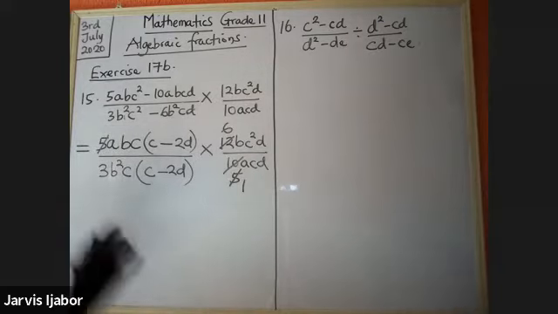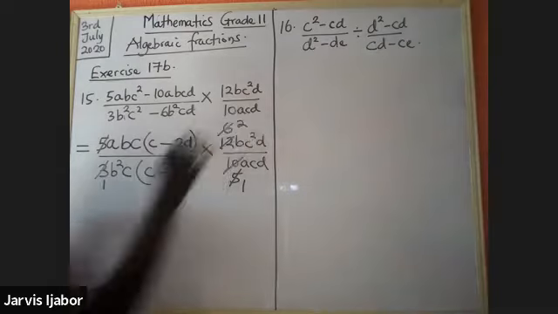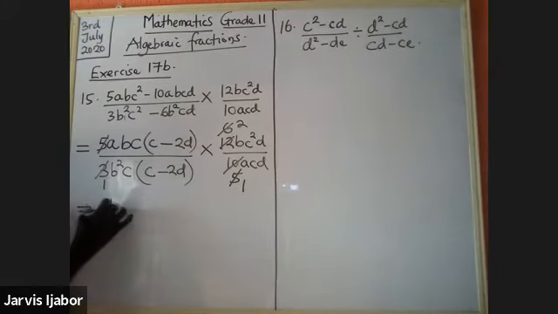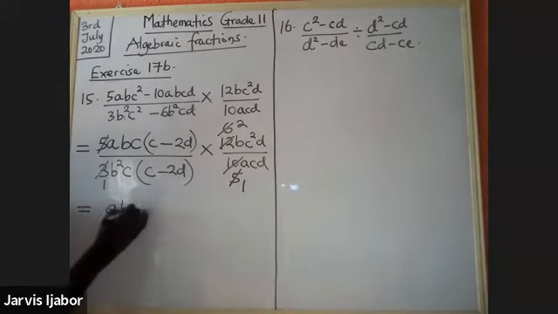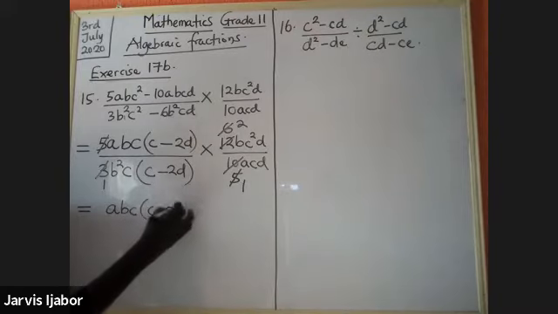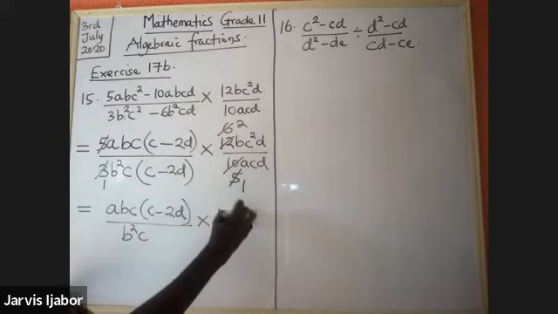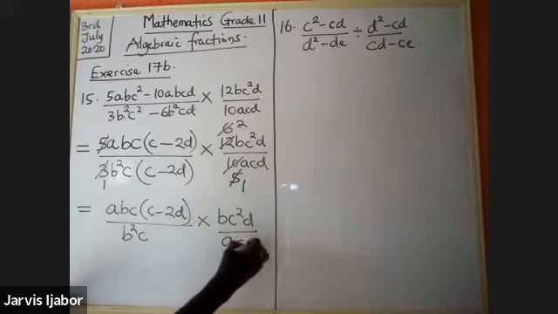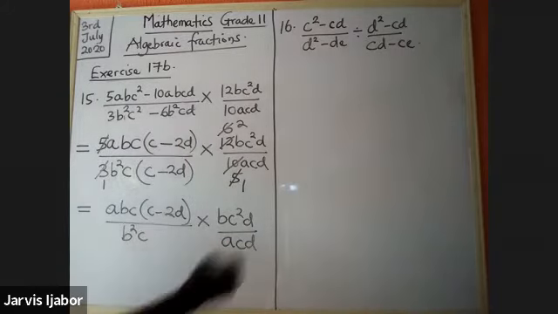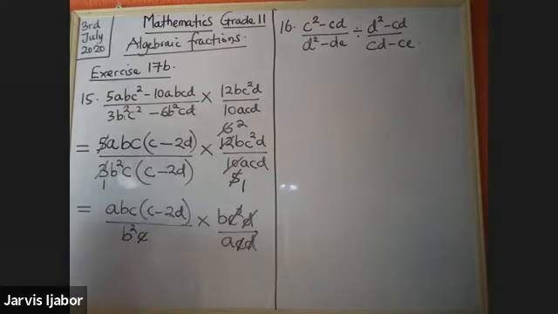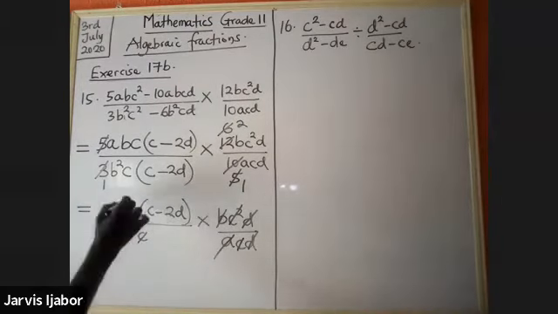You have to be very careful when you're canceling here. 1 and 2. Now, the rule is this. If it looks too cumbersome for you to see, go to another line and write ABC into C minus 2D over B squared C times BC squared D over ACD. At this point, I can cancel D with D. C and C will cancel this C. What else? A will cancel this A. B and B will cancel this B squared.